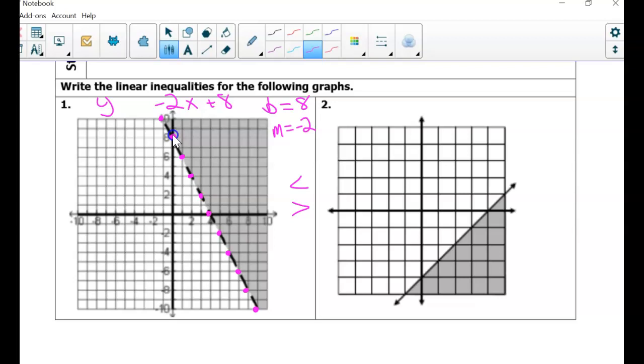So you can either look and see, is this shaded above or below? If you're not sure, draw an arrow above and below your y-intercept. If the shading area is with the above arrow, it's shaded above. If the shading area is shaded with the below arrow, it's shaded below. So this one's above. So this would be greater than. So my inequality would be y is greater than -2x plus 8.